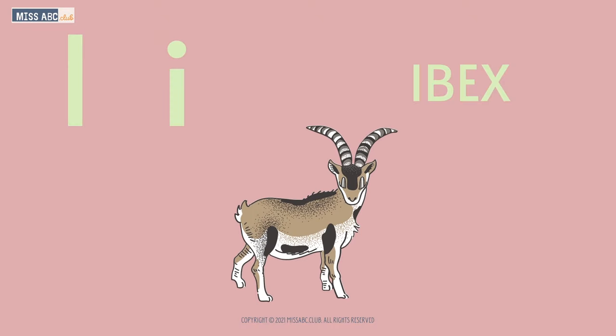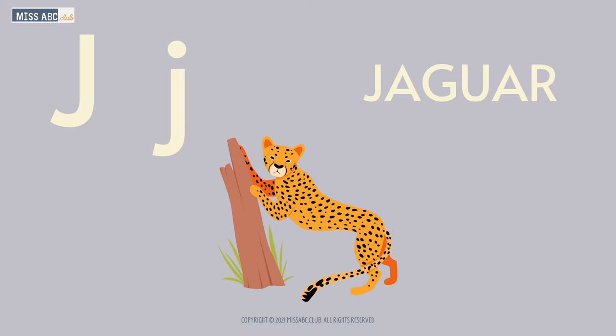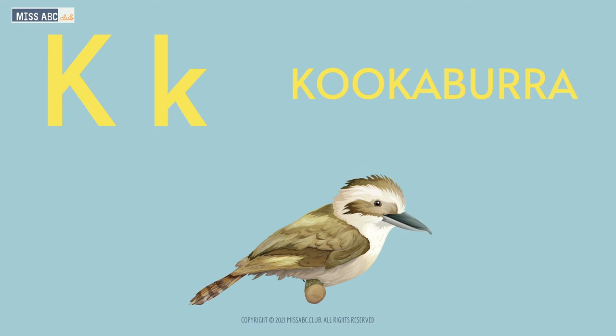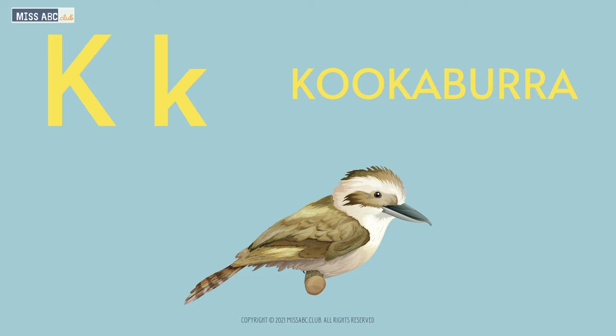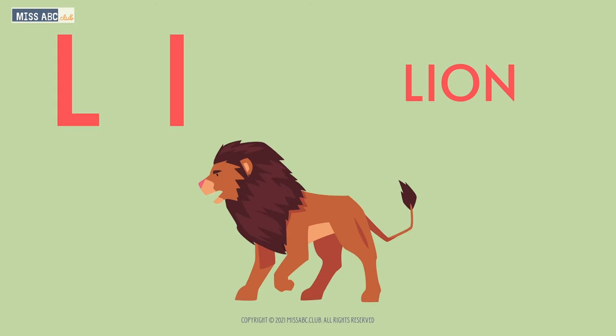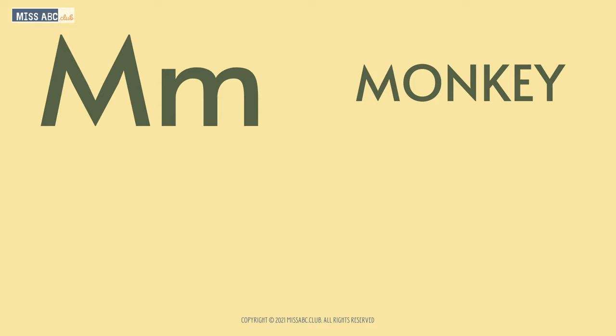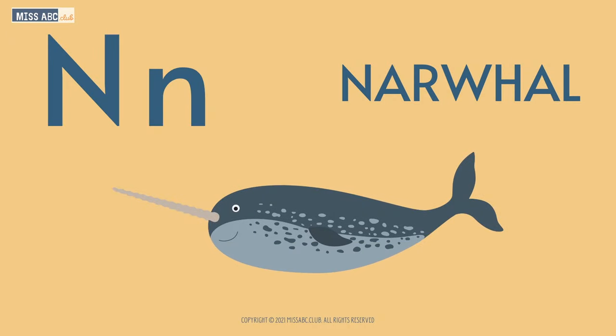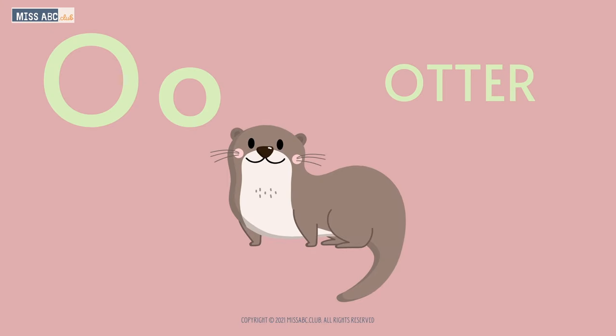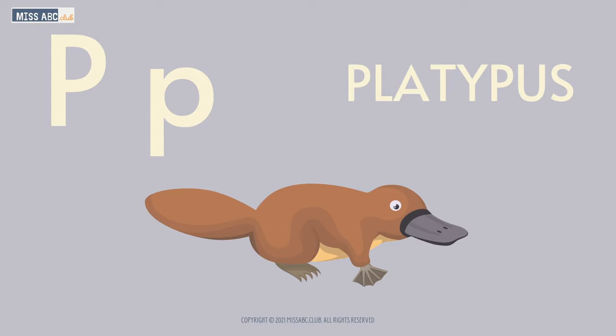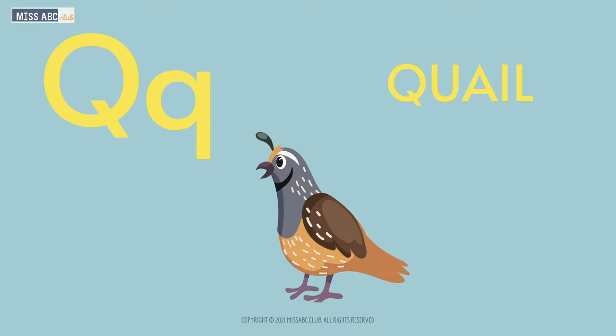I is for ibex. J is for jaguar. K is for kookaburra. L is for lion. M is for monkey. N is for narwhal. P is for platypus. Q is for quail.